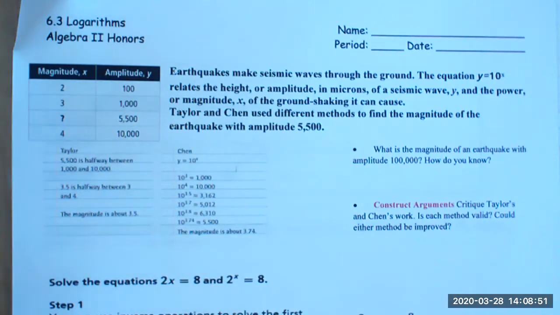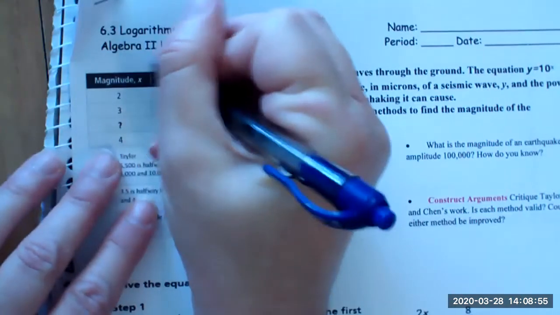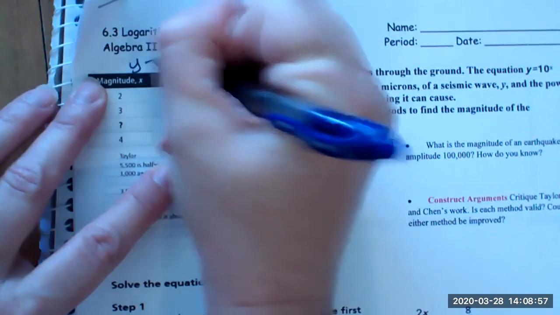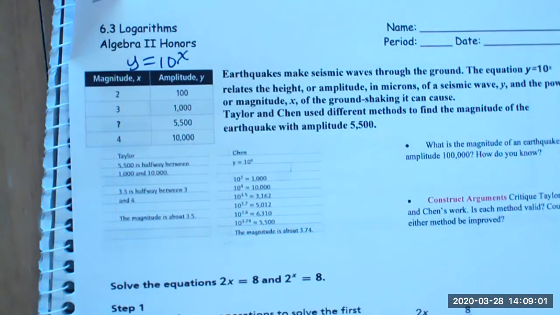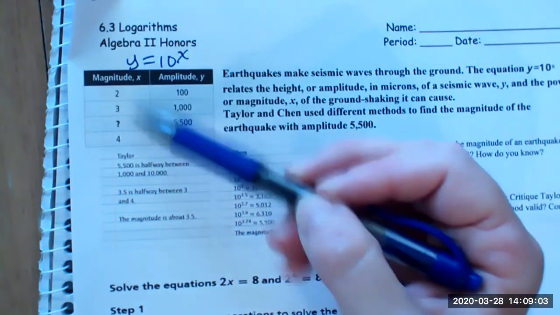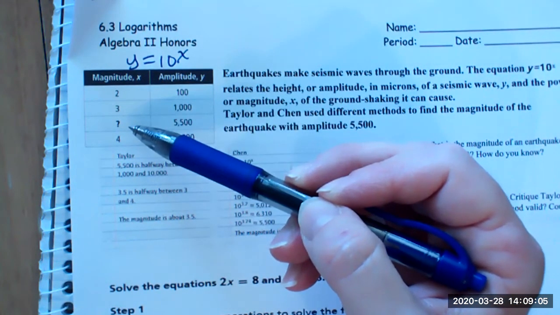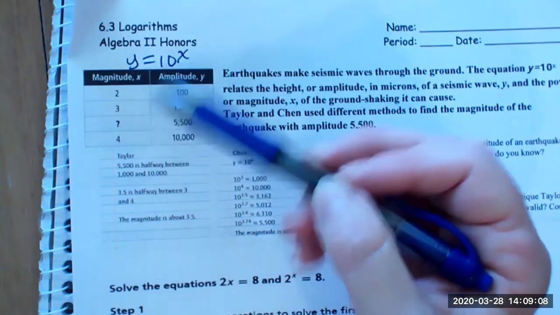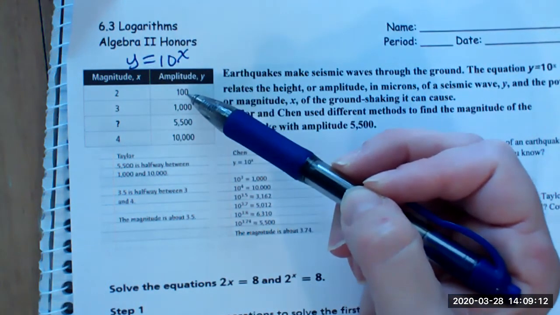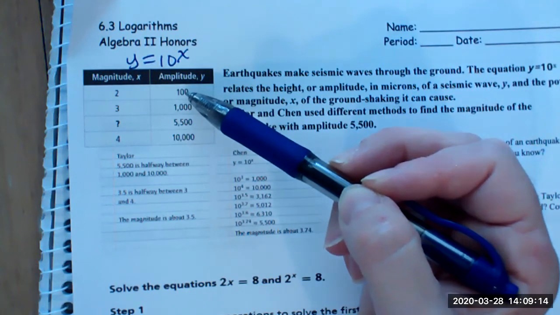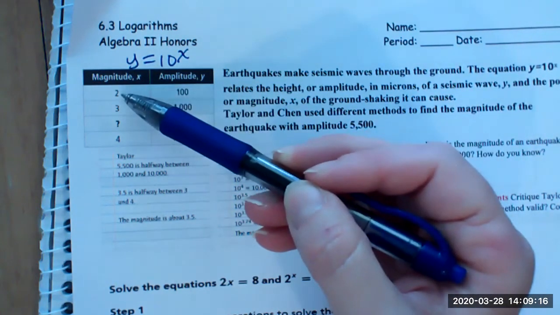So let's look at this for this particular table. We're looking at the table here. I'm going to write this equation y equals 10 to the x above it. And you'll notice here we have a missing value of x here. And if you do some testing here, you'll notice the amplitude here is 100 when the value of x is 2.